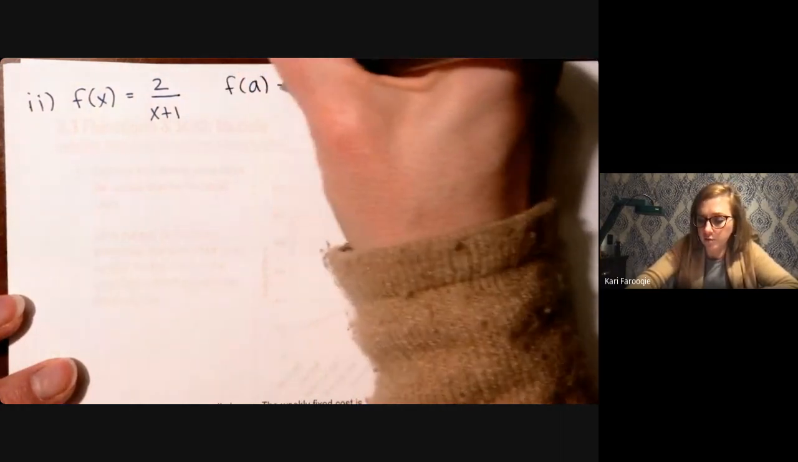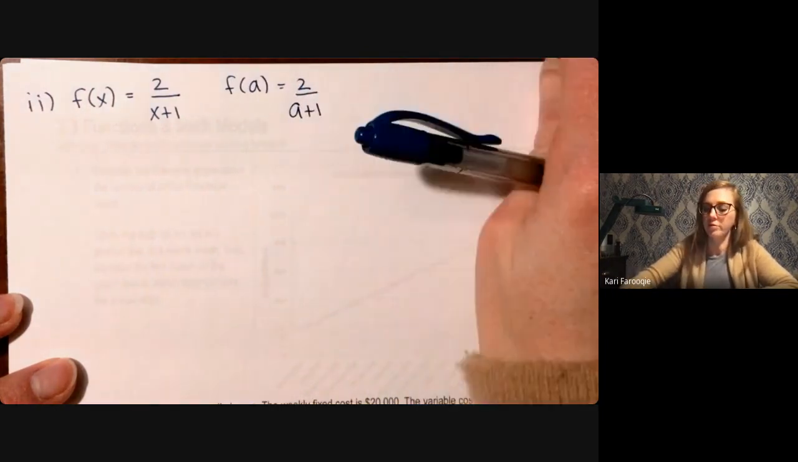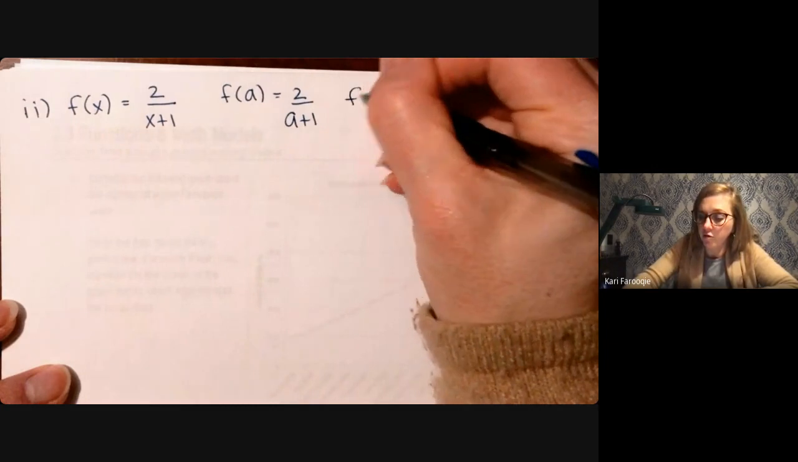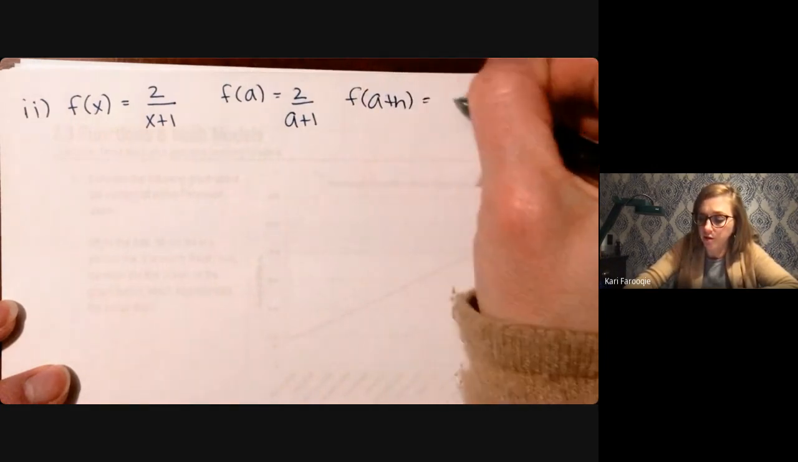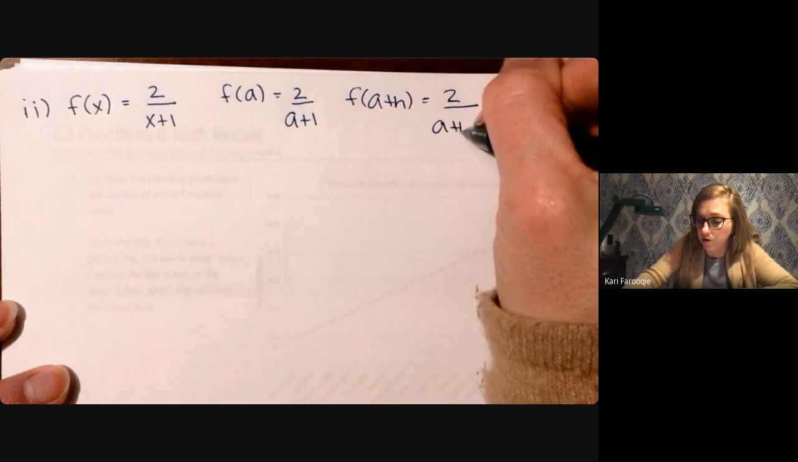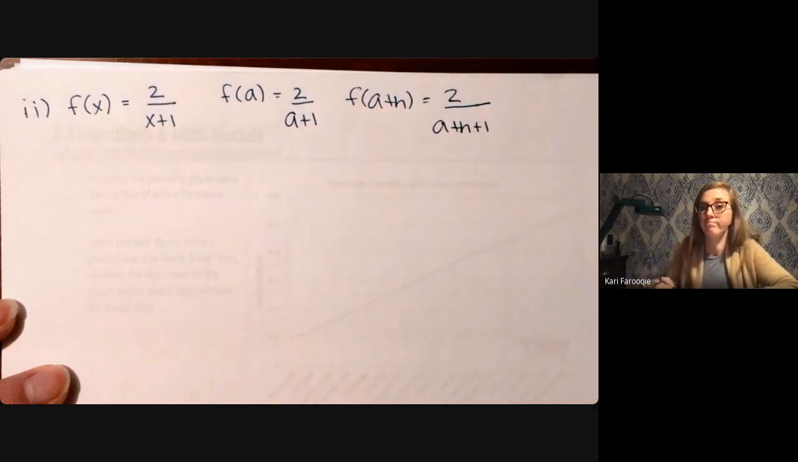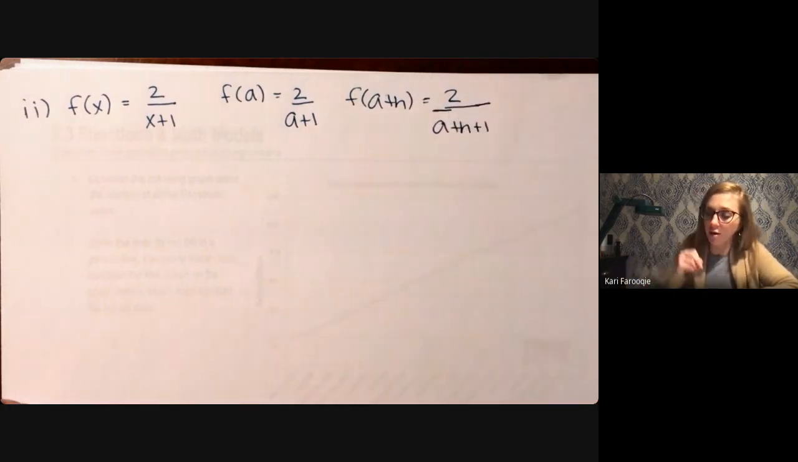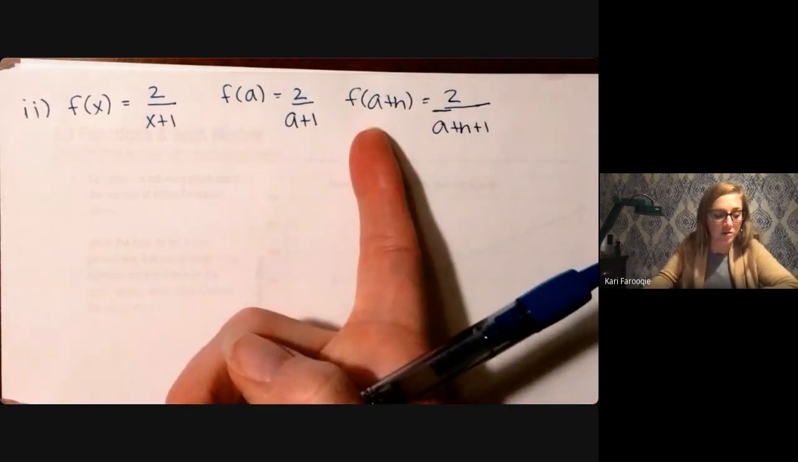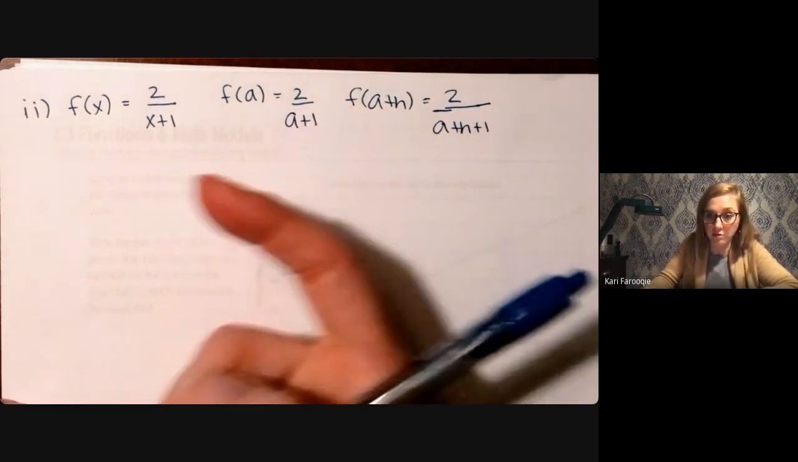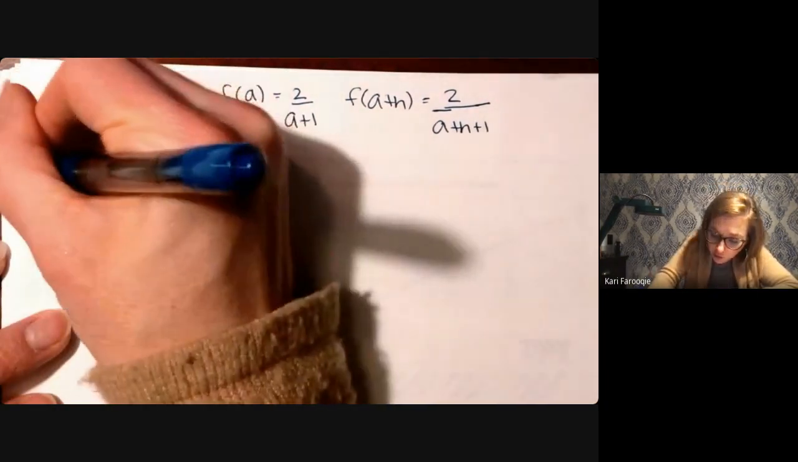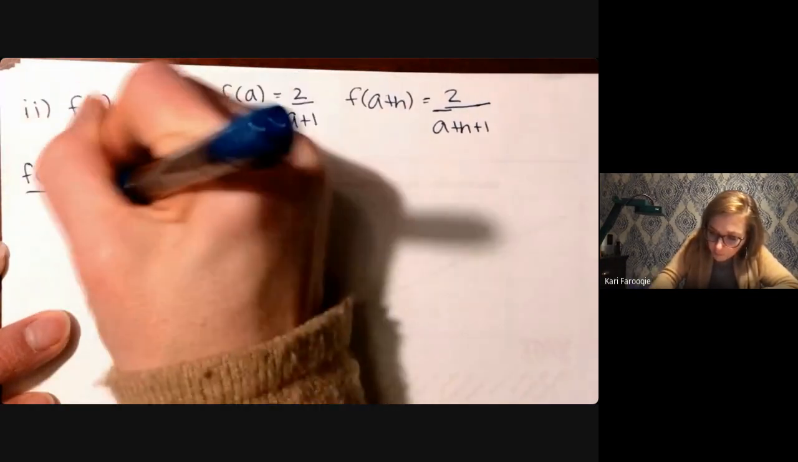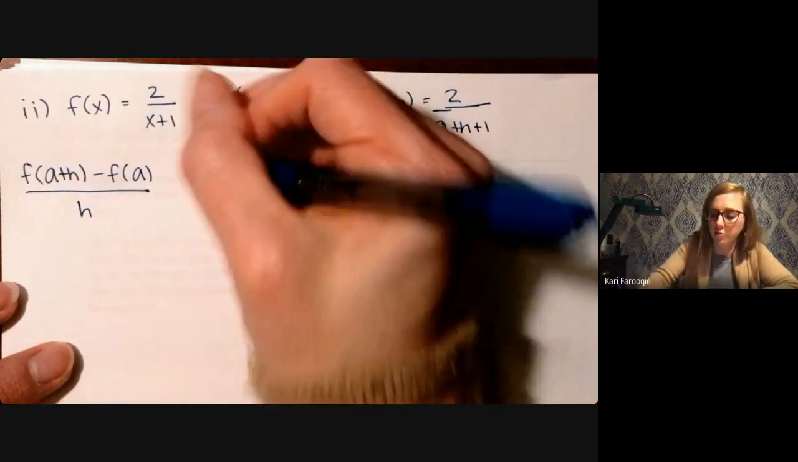F of a is 2 over a plus 1. Nothing too crazy there. Now, f of a plus h is 2 over a plus h plus 1. Nothing too crazy there. So now we're going to take f of a plus h, subtract off f of a, and divide by h. So I'm going to rewrite your difference quotient here. And we'll start combining this.